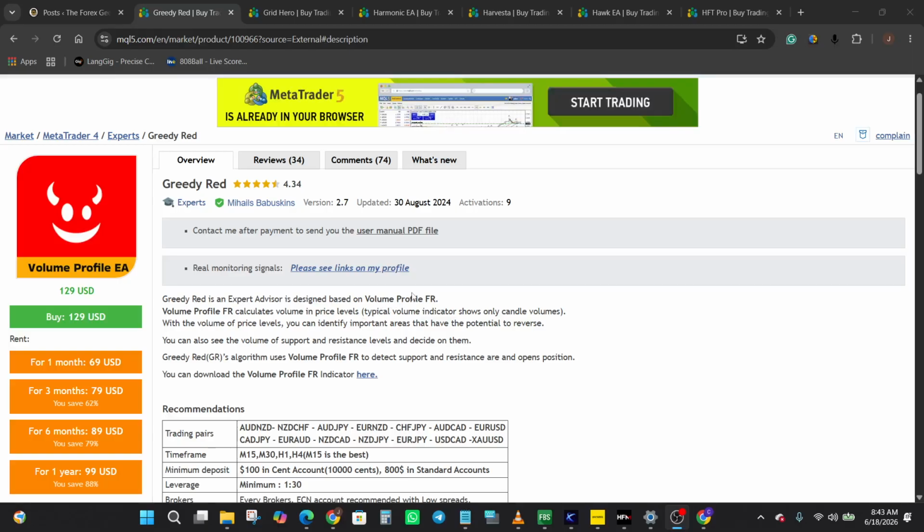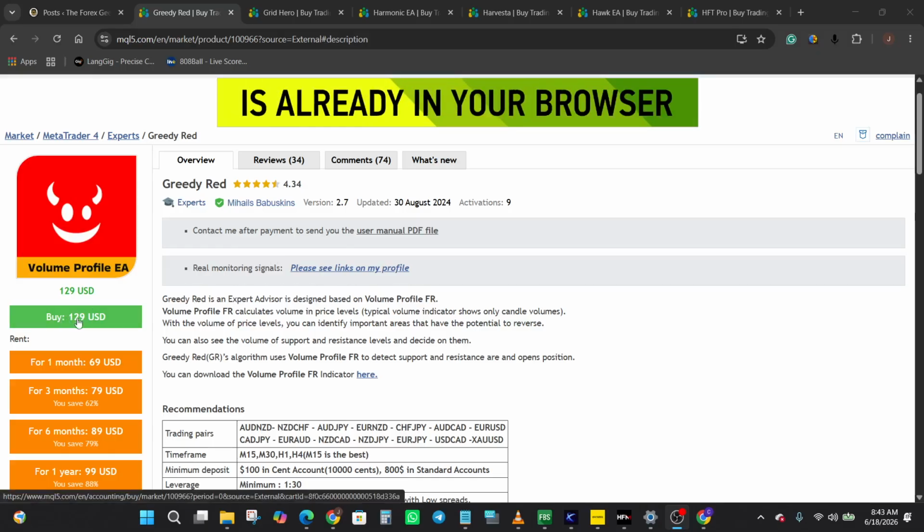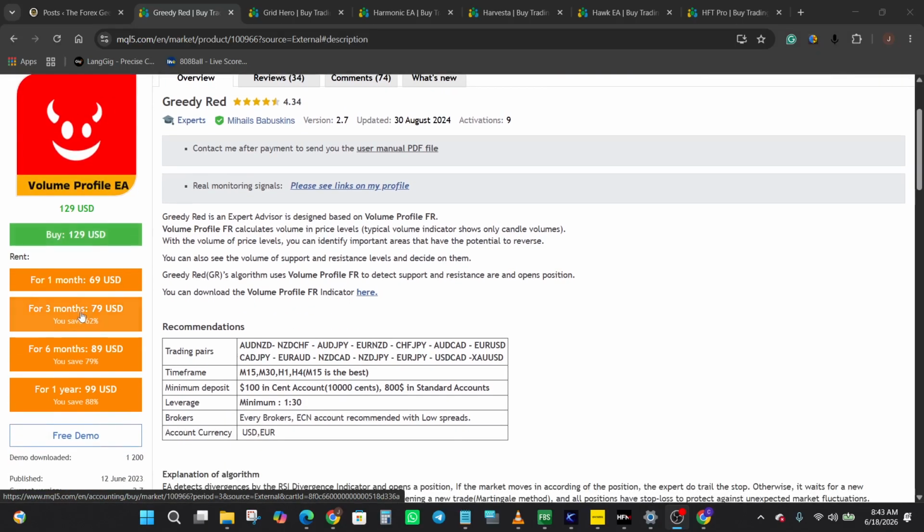Now, starting with the marketplace page, Greedy Red is currently priced at 129 US dollars, with several rental options available for traders who prefer to test the software before purchasing it. The 1 month rent is 69 US dollars, 3 months going for 79 US dollars, 6 months 89 US dollars, and 1 year 99 US dollars. The current version is 2.7, and according to the listing, it was last updated on August 30th, 2024.